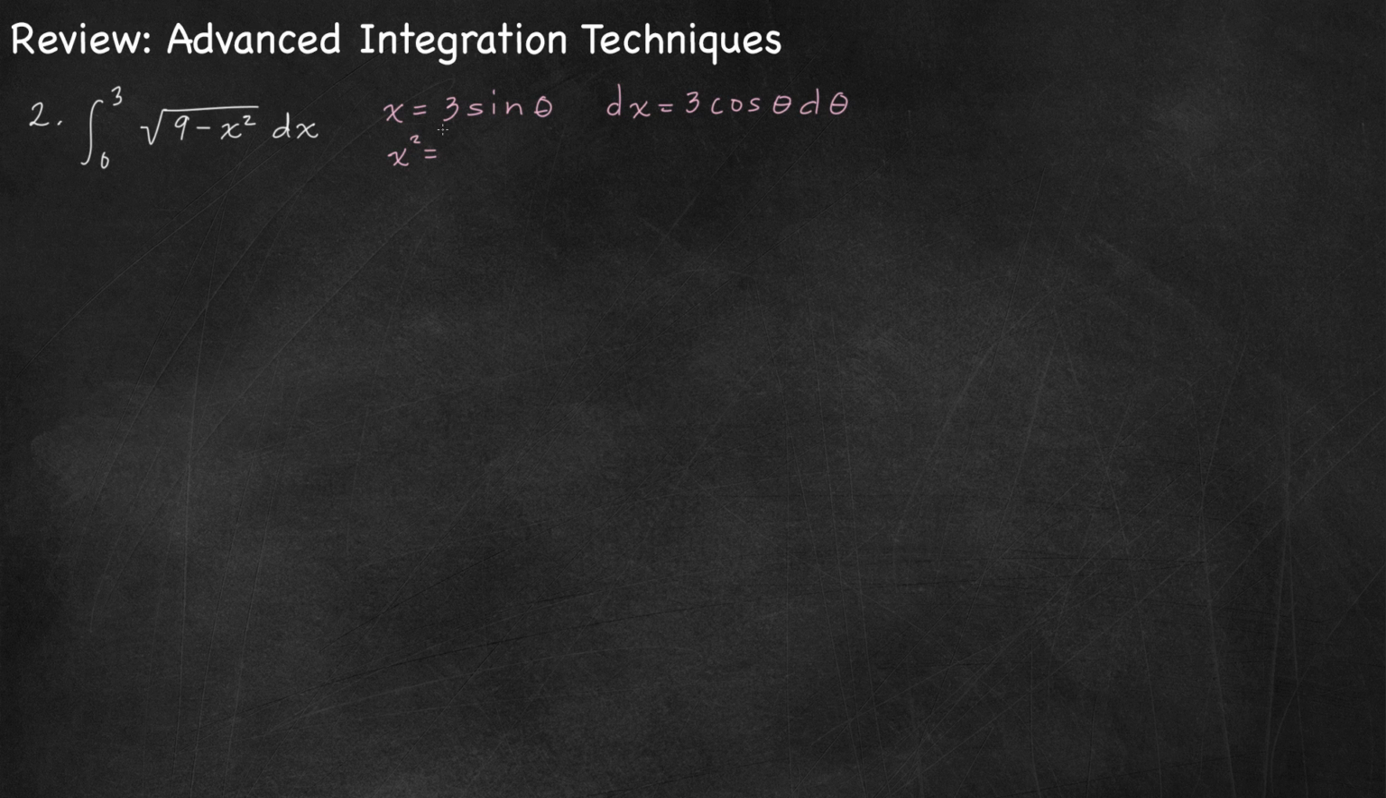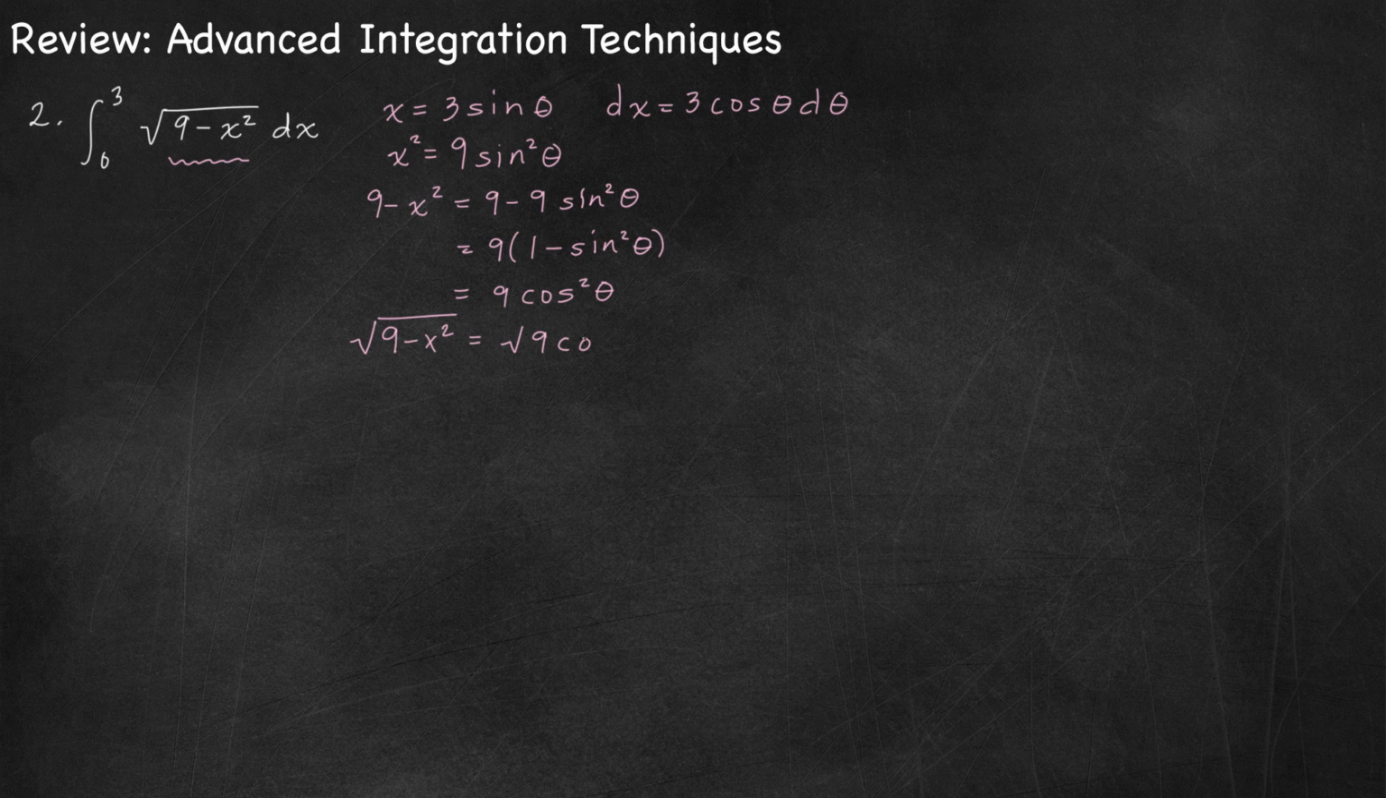And x squared, if I square both sides of this equation, x squared equals 9 sine squared theta. 9 minus x squared. Again, I'm trying to get a match with the expression I have over here. 9 minus x squared would be 9 minus 9 sine squared theta. And if we factor out a 9, we're left with 1 minus sine squared theta, which is cosine squared theta. And we've got the square root of 9 minus x squared in our integral. So the square root of 9 minus x squared is the square root of 9 cosine squared theta, which is 3 cosine theta. So I can substitute 3 cosine theta in for the square root of 9 minus x squared, and I can substitute 3 cosine theta d theta in for the dx.